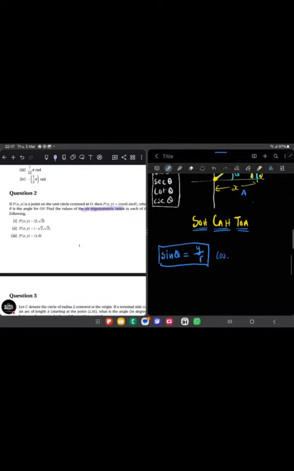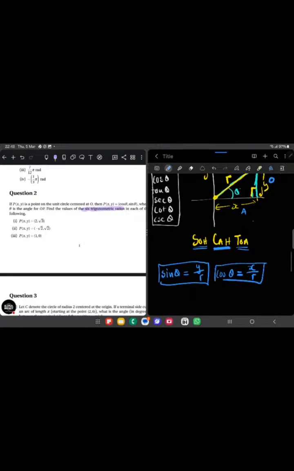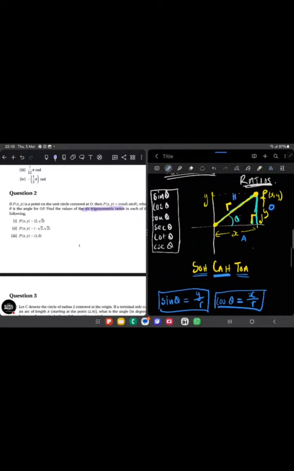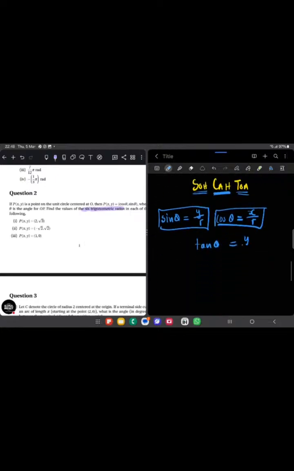Then you can say cos theta. It's from CAH. All these things came from SOHCAHTOA. Cos theta is adjacent over hypotenuse. What is adjacent? x. What is hypotenuse? r. This is going to be the cos theta. Then you have tan theta for TOA. Tan theta is opposite over adjacent. So what is the opposite? y. And what is the adjacent? x. So it is y over x.